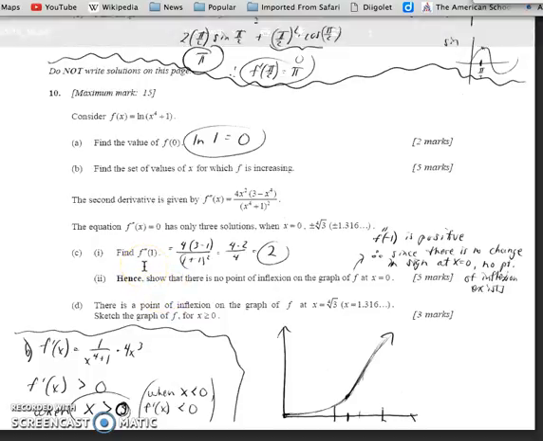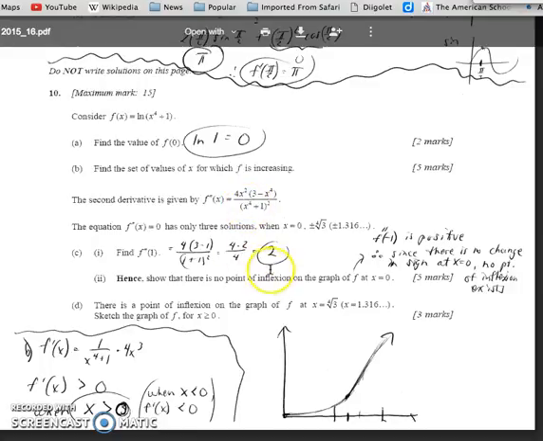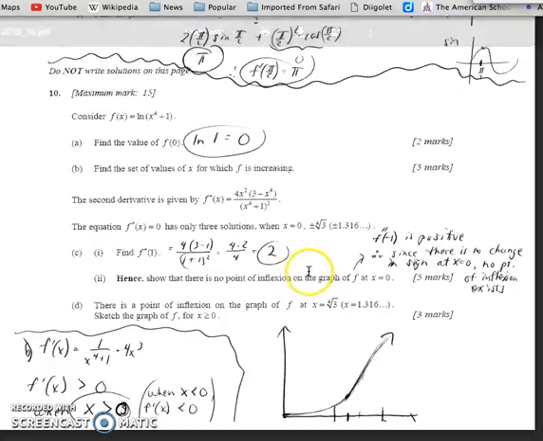Find the value of the second derivative when x is 1. Just plug in 1 and see what you get. So it's 2. Then, hence, show there's no point of inflection on the graph at x equals 0. Remember at the very beginning of this video I said, if to the left of 0 the second derivative is positive, and to the right of 0 the value of the second derivative is positive, then there's no change in sign, and therefore no point of inflection.